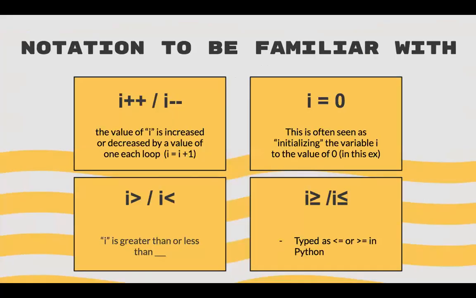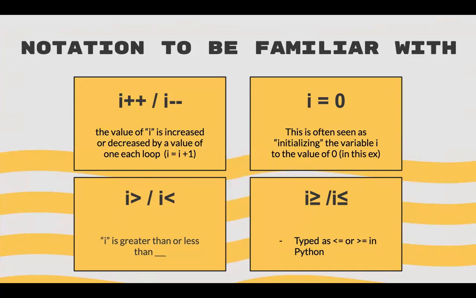Notation to be familiar with. So there's i++ or i--, i = 0, i > or i <, and i >= and i <=. For i++ or i--, the value of i is increased or decreased by a value of 1 each loop. For i = 0, this is often seen as initializing the variable i to the value of 0 in this example.